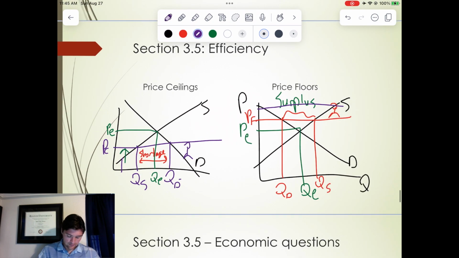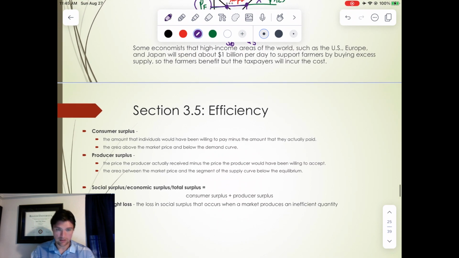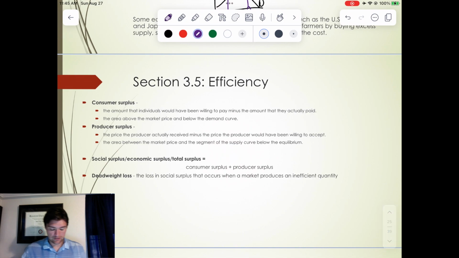So what we're going to do next is talk about efficiency. When we're talking about efficiency, we're trying to talk about benefiting consumers and producers at the same time. So consumer surplus is the amount that individuals would have been willing to pay minus the amount they actually paid. It's the area between your demand curve and the market price.